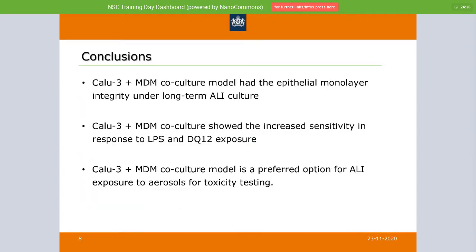So based on our results, we can draw some conclusions. The Cal3 MDM co-culture model had epithelial monolayer integrity on the long-term early culture, and it showed increased sensitivity in response to LPS and DQ12 exposure. Therefore, the Cal3 MDM co-culture model is a good option for early exposure to aerosols for toxicity testing. That's all. Thank you.